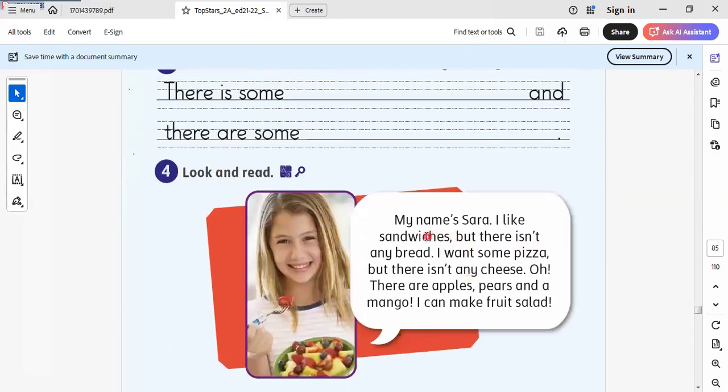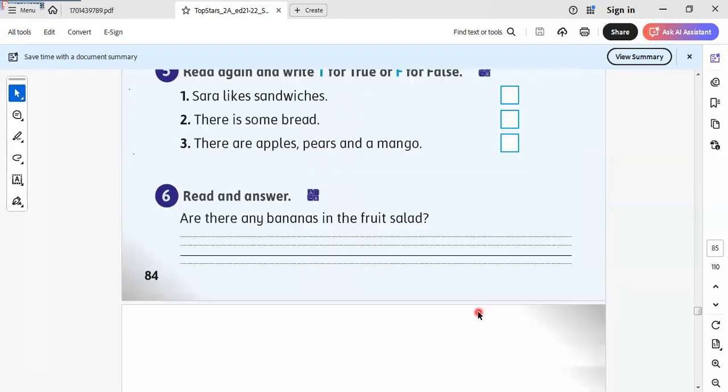Here is the dialogue. Let's read it together. My name is Sarah. I like sandwiches, but there isn't any bread. I want some pizza, but there isn't any cheese. Oh, there are apples, pears, and a mango. We know pears before, and we know apples and a mango. I can make fruit salad. Okay.